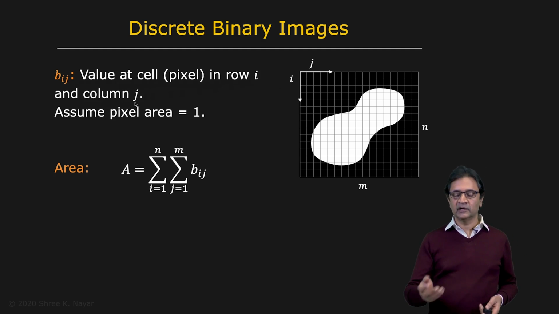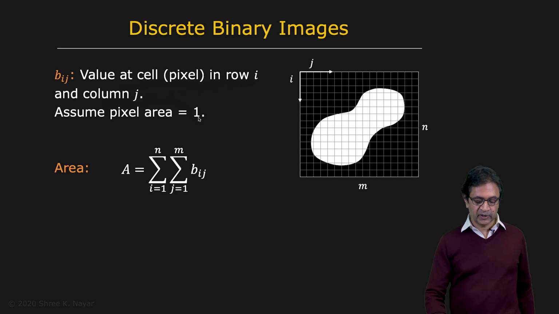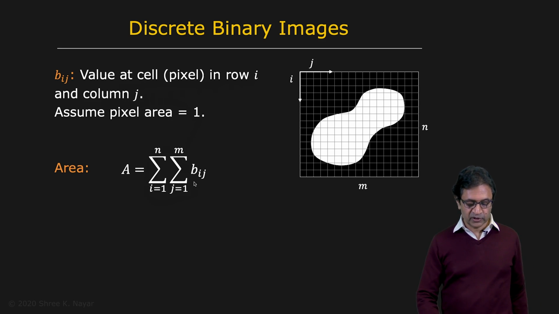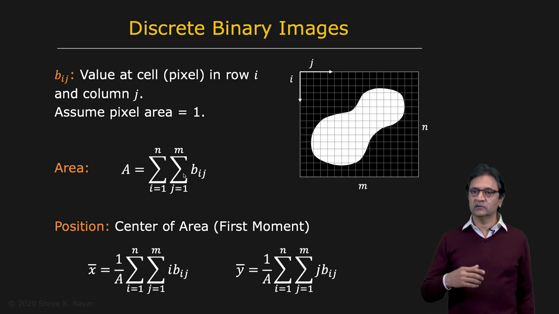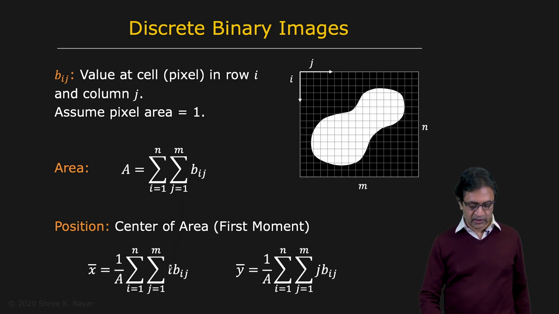And let's assume that the area of the pixel is 1. If the area of a pixel is 1, the total area of the object is just the sum of all pixel values, which is A right here. And you can now compute the center of the area, which is just i times b_ij over the entire image, sum divided by the area, and the same with j, so you get x bar and y bar.